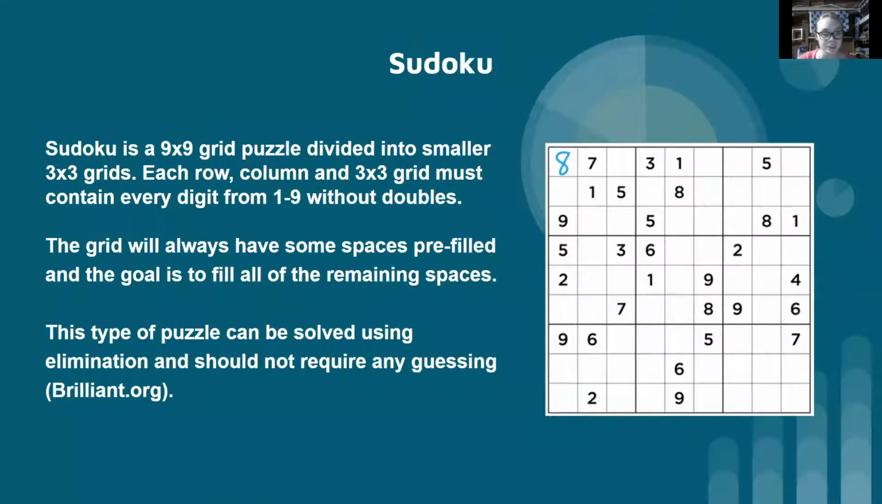Next we have Sudoku, which is a 9x9 grid puzzle divided into smaller 3x3 grids. Each row, column and 3x3 grid must contain every digit from 1 to 9 without doubles. The grid will always have some spaces pre-filled, and the goal is to fill all of the remaining spaces. This type of puzzle can be solved using the process of elimination and should not require any guessing.